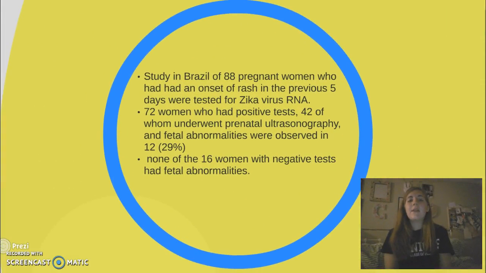So a study in Brazil of 88 pregnant women who had onset of rash in the previous 5 days were tested for Zika virus RNA. So 72 women had positive tests, and of those 72, 42 women underwent prenatal ultrasonography, and fetal abnormalities were observed in 12 of them, so that's 29%. So that would include microcephaly. None of the 16 women with negative tests had fetal abnormalities, so this suggests also a link with Zika and microcephaly.